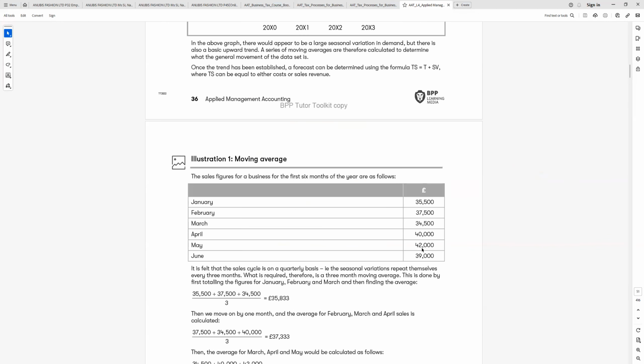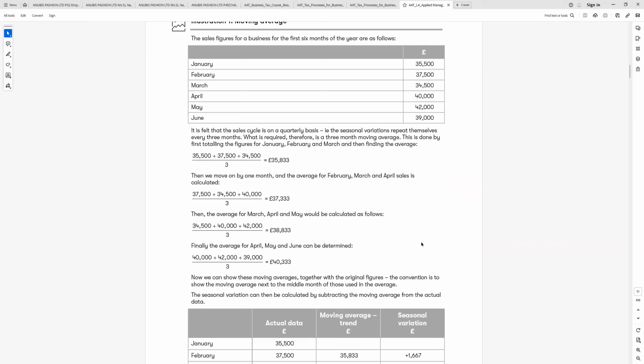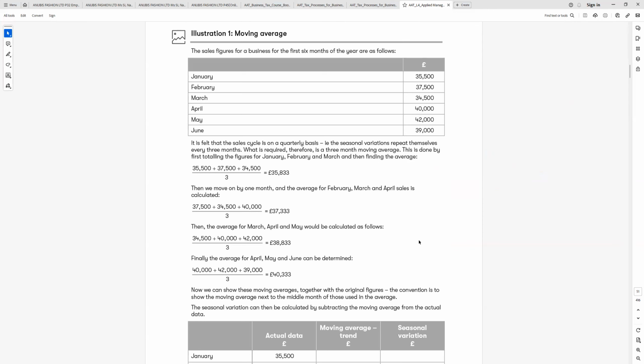All right, then we have here the example of the moving average. It is very simple. If we do the central moving average, the question will tell us how they want it. For example, if you have a look here, it says the sales figures for a business for the first 6 months of the year are as follows. So for 6 months we have sales from January to June, and it is felt that the sales cycle is on a quarterly basis. So you can see it's on a quarterly basis.